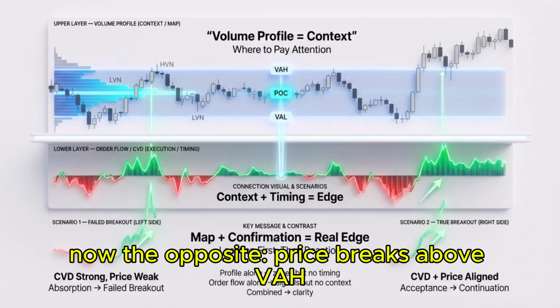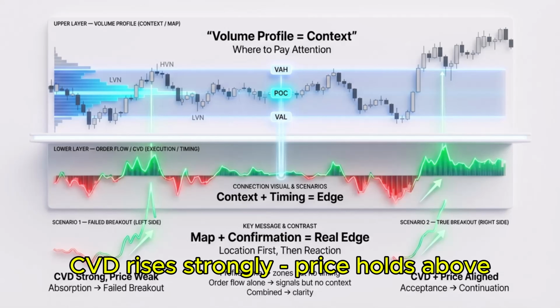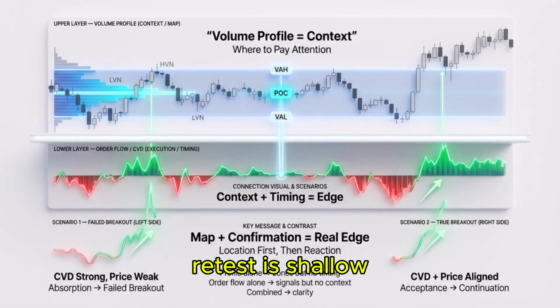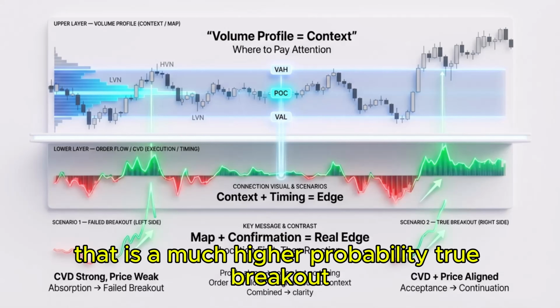Now the opposite. Price breaks above VAH. CVD rises strongly. Price holds above. Retest is shallow. That is a much higher probability true breakout.